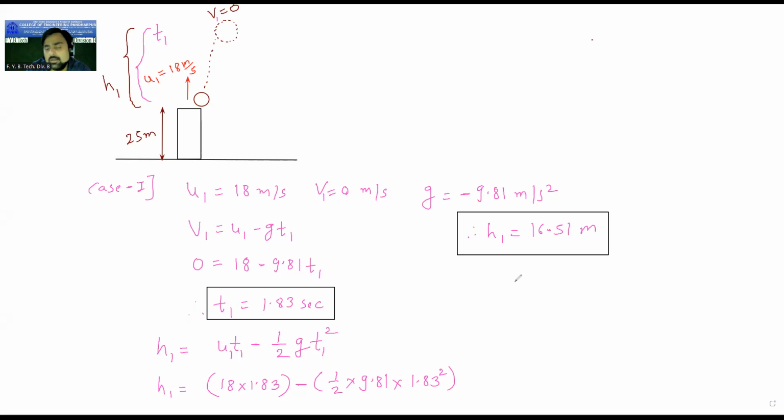See, I am again and again telling you, in this unit you have to use only 3 equations. Your 3 equations: V is equal to U plus AT, then S is equal to UT plus half AT square, and V square is equal to U square plus 2AS. You have to solve problems only based on these 3 equations. Okay, and these 3 equations are of linear motion.